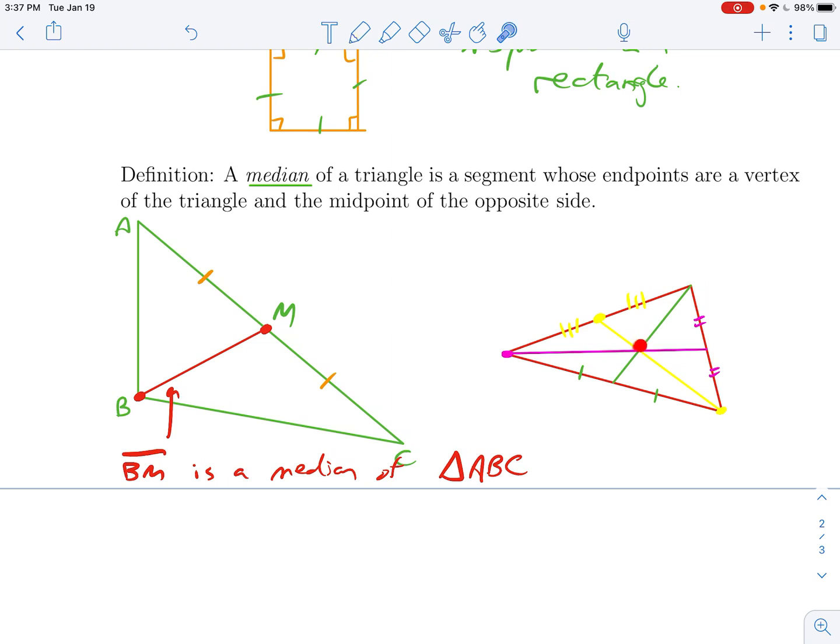What you might notice is they all go through the same point. That's a theorem that maybe we'll prove later. I don't know if we'll get to it. But it is true that if you draw all three of them, they intersect in the same point. But please know this word. Don't think, oh, it has something sort of to do with middles. That's not good enough. You need to understand that a median is a kind of segment that goes from the vertex of a triangle to the midpoint of the opposite side.